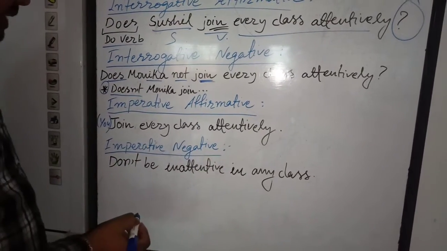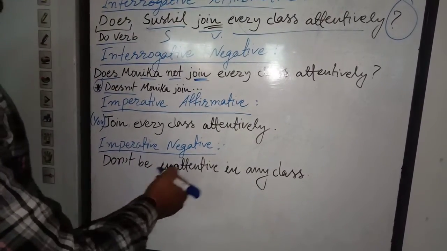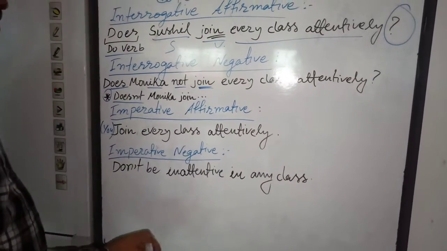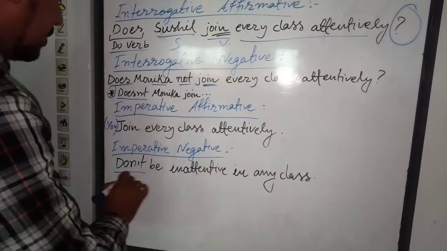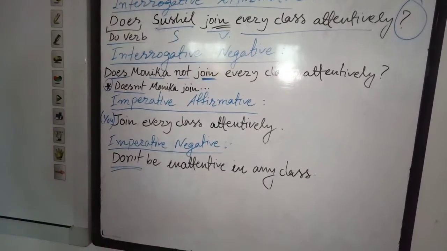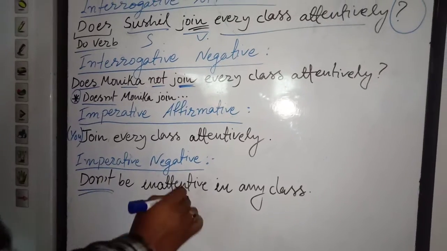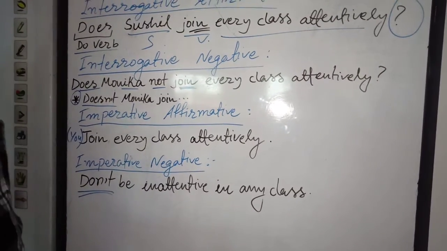In the imperative negative: don't be inattentive in any class. Okay, so here again I am using the do verb. We have to borrow the do verb in the negative sentence. Don't be inattentive in any class.